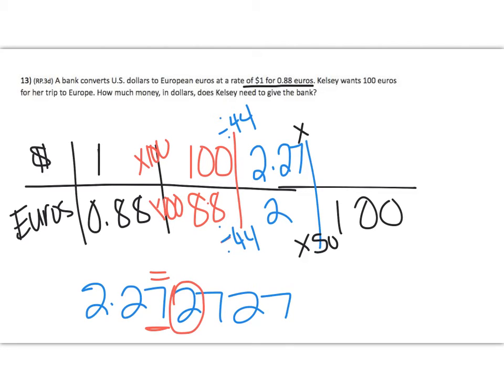And to get $2.27 times 50, $2.27 times 50 gives me $113.50. So Kelsey needs to get 100 euros. She's going to give them $113.50.